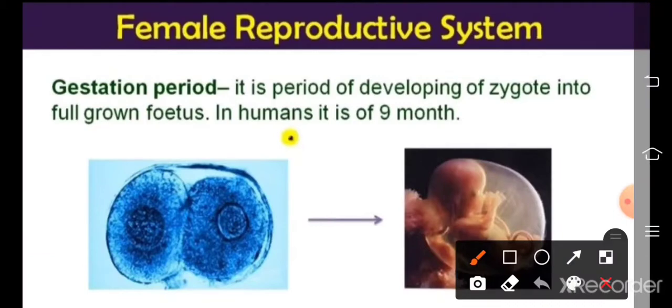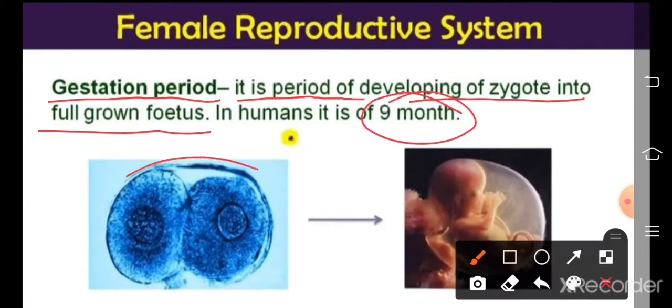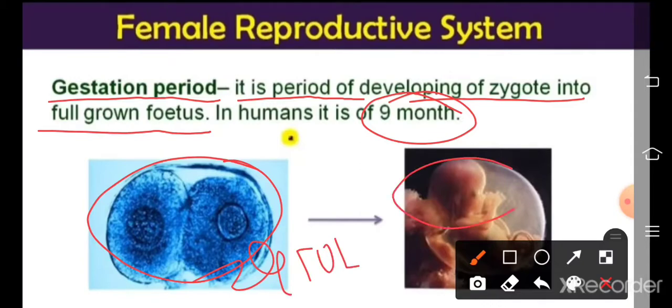Gestation period. What is the gestation period? It is the period of development of the zygote into a full-grown fetus. In humans, it is 9 months. You can see this is the zygote and this is the fully grown fetus. So the gestation period is the period of developing the zygote into a full-grown fetus.